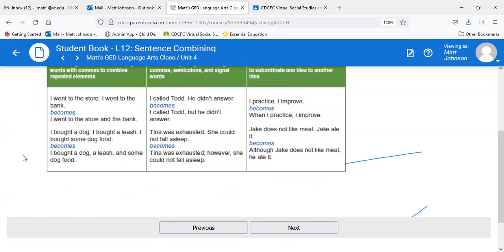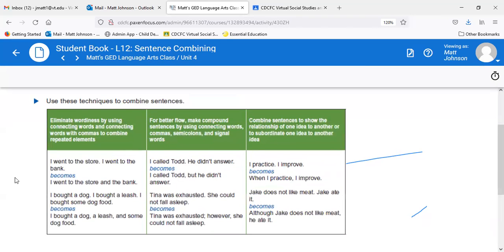Next, I bought a dog, I bought a leash, I bought some dog food. All similar ideas, right? They're all talking about the same sort of action, things that I bought. So we can just combine that into a serial, into a list. I bought a dog, comma, a leash, comma, and some dog food. So you see, it flows a lot better. It's not as choppy, and you're combining similar ideas into one sentence.